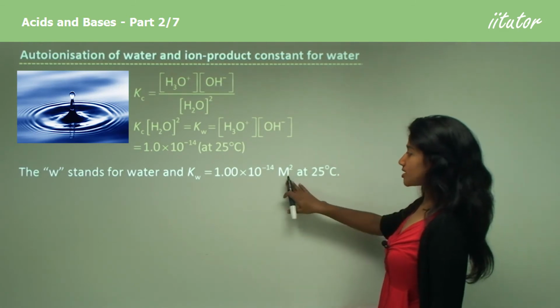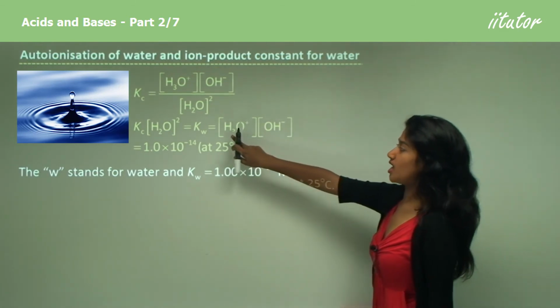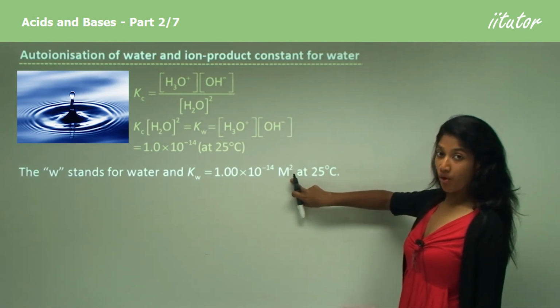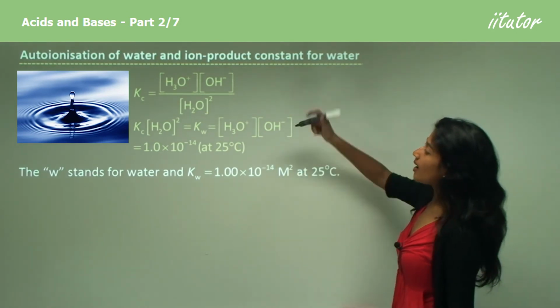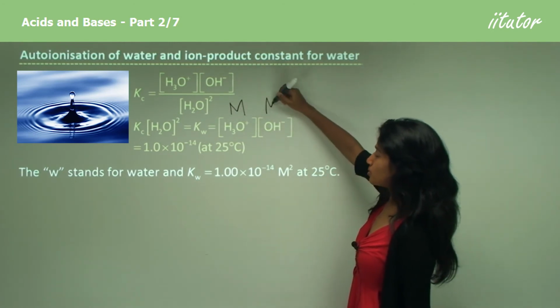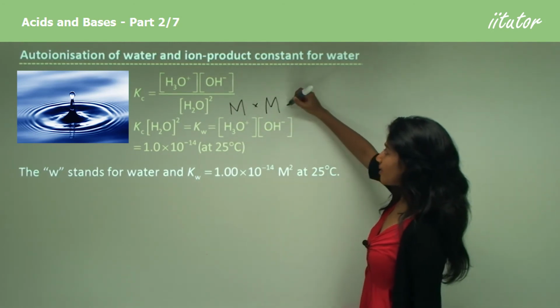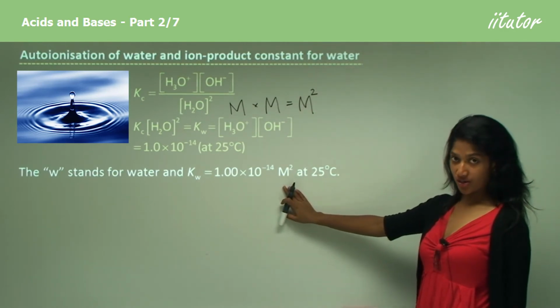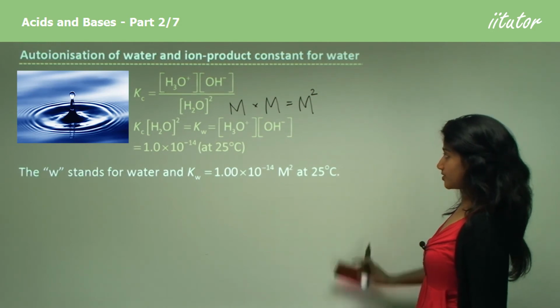Now the unit is worked out by this equation here. M stands for molar, and molar is the concentration unit. So here we have 2 molar. When you multiply them together, you would get M squared, and that's how you work out the unit at 25 degrees Celsius.